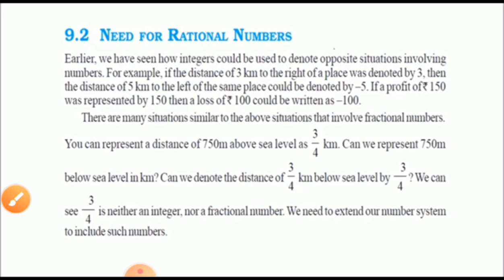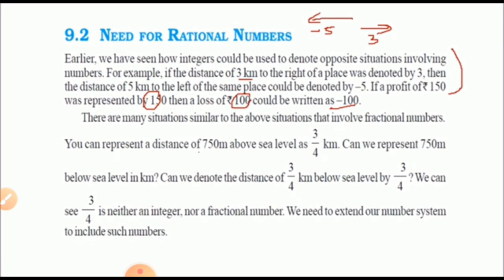Now, the need for rational numbers. Earlier, we have seen how integers could be used to denote opposite situations involving numbers. For example, if a distance of 3 km to the right of a place was denoted by 3, then a distance of 5 km to the left of the same place could be denoted by minus 5. If a profit of rupees 150 was represented by 150, then a loss of rupees 100 can be written as minus 100. Yes, my dear student, that is the point.